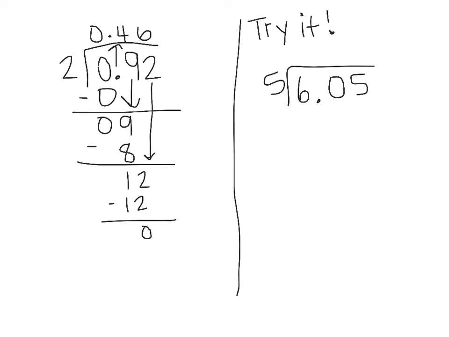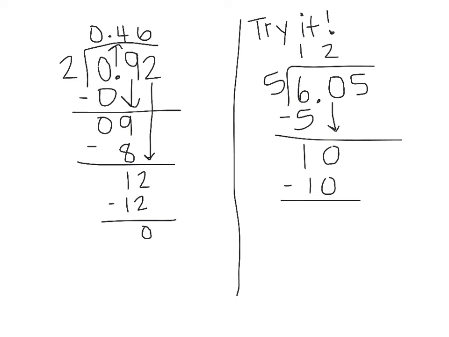We'll start by dividing our ones. So we'll do 6 divided by 5, which is equal to 1. 1 times 5 is 5. 6 minus 5 is 1. We're going to regroup by bringing down our 0 in the tenths place. So we have 10/10 divided by 5, which is equal to 2/10. 2/10 times 5 is 10/10. We subtract, we get 0/10.